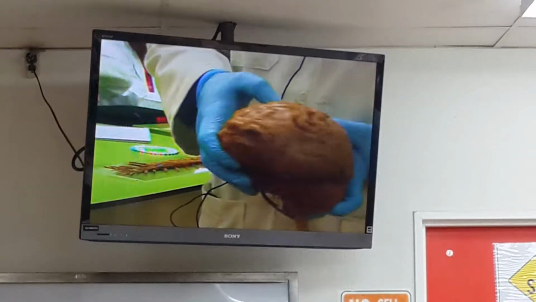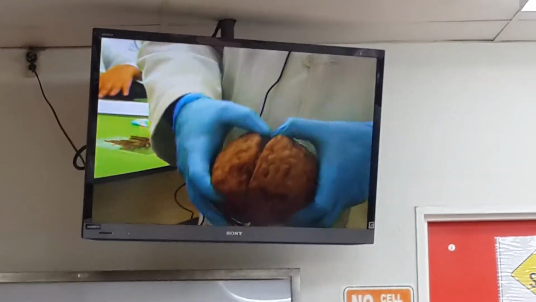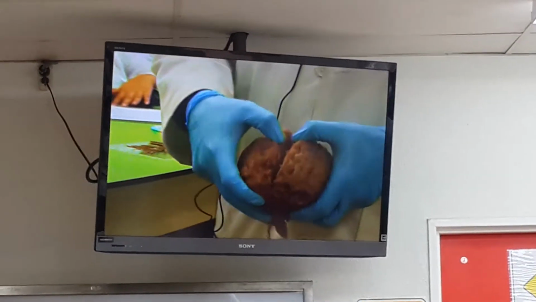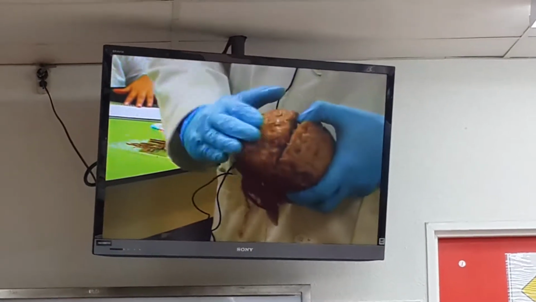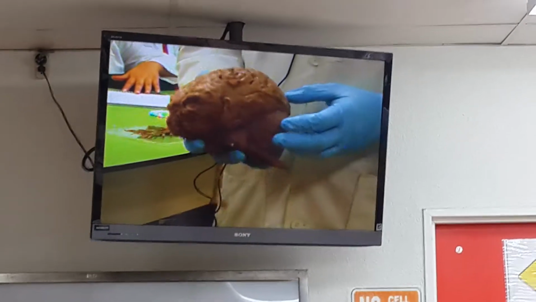You can see the cerebrum. The cerebrum is made of two parts. Each half is called a cerebral hemisphere. This is the right cerebral hemisphere, this is the left cerebral hemisphere.